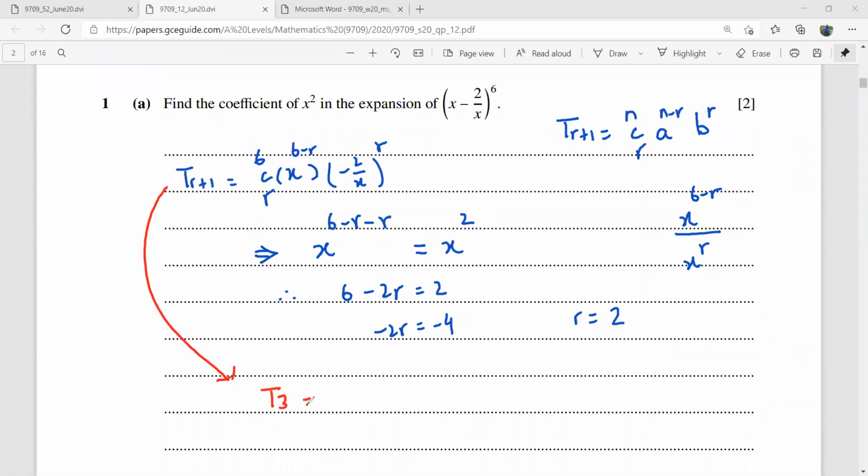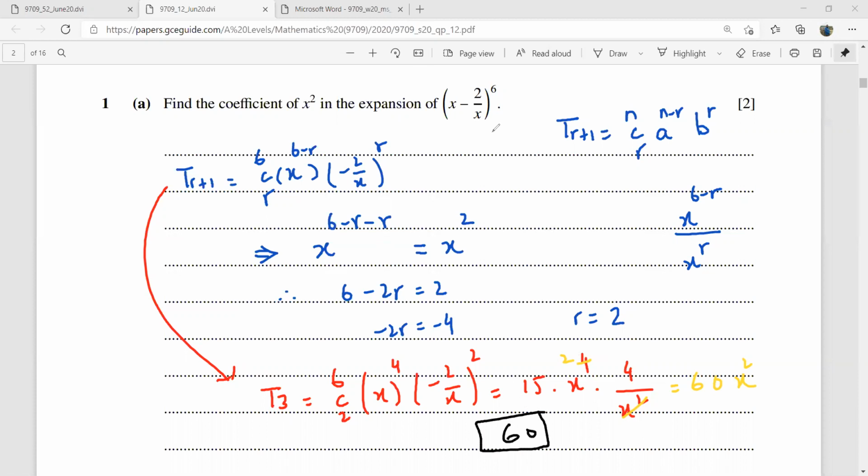This is basically the third term, the 6C2, okay? And then you have x raised to power 4 into (-2/x)^2. I think 6C2 is 15, and this is 15 x^4, and then because of the square, this becomes positive, times 4 over x squared. So you cancel them out, and you have this 60x squared. Okay. So the coefficient of x squared, which was required, is going to be 60. This is your answer for this first question. It's part A.